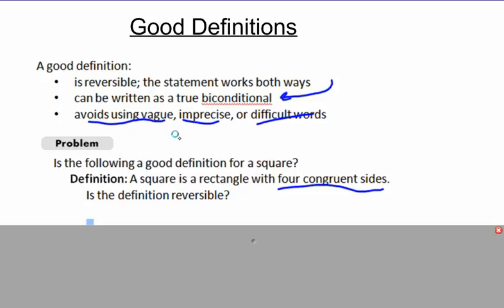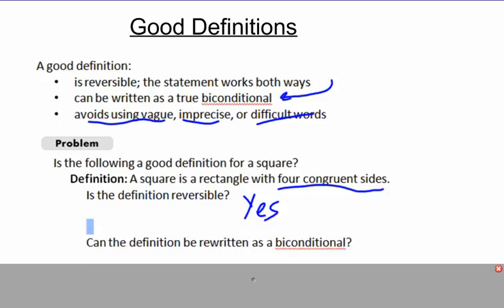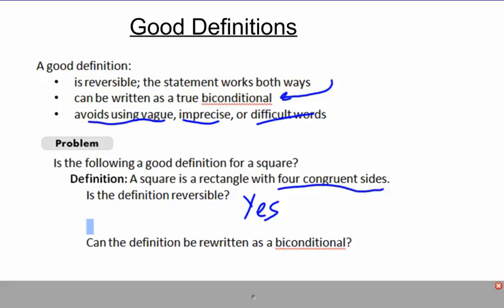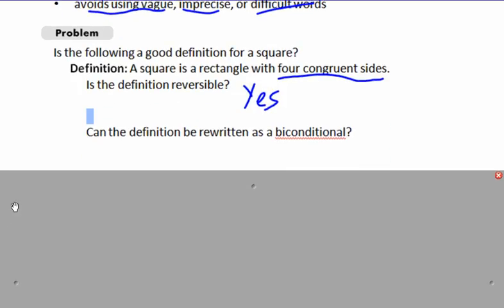So we could say, if a rectangle is a square, then it has four congruent sides. If a rectangle has four congruent sides, then it is a square. So it is reversible. So yes, we'll say this is a good definition. And we just talked about how it could be written as a biconditional: a rectangle is a square if and only if it has four congruent sides.